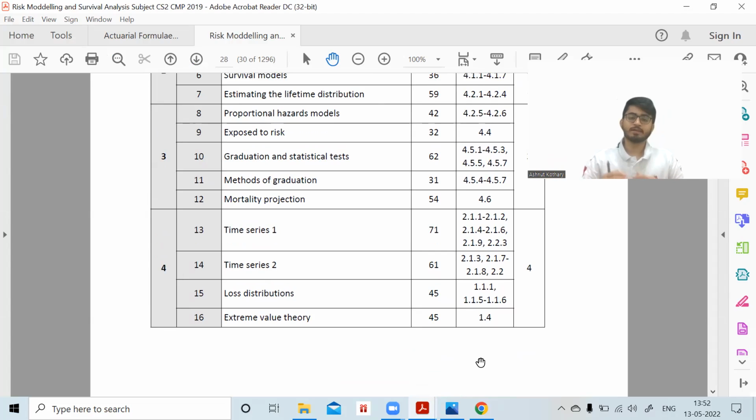Time series 1 and 2, these are heavy topics. It takes me 6 classes to cover, 3 classes for time series 1 and 3 classes for time series 2. And these classes are roughly 2 hours on average. Loss distributions should take one class. EVT should take 2 classes.